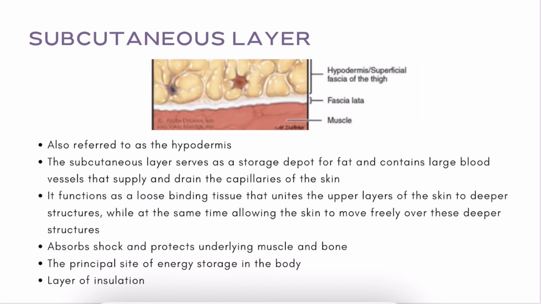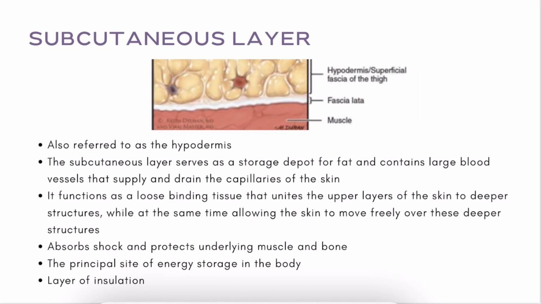The subcutaneous layer has multiple functions. It functions as a loose binding tissue that unites the upper layers of the skin to deeper structures, while at the same time allowing the skin to move freely over these deeper structures. In certain regions, such as the skin of the soles and palms, the subcutaneous layer forms tough fat pads composed of fibrous bands of collagen and adipose tissue.